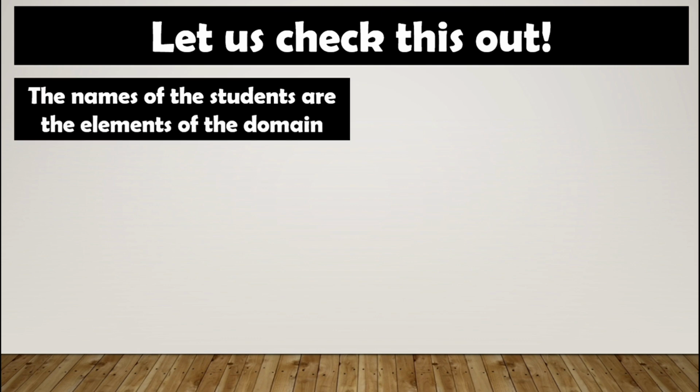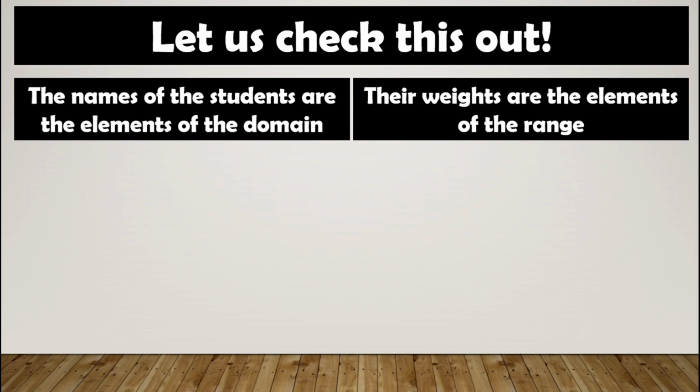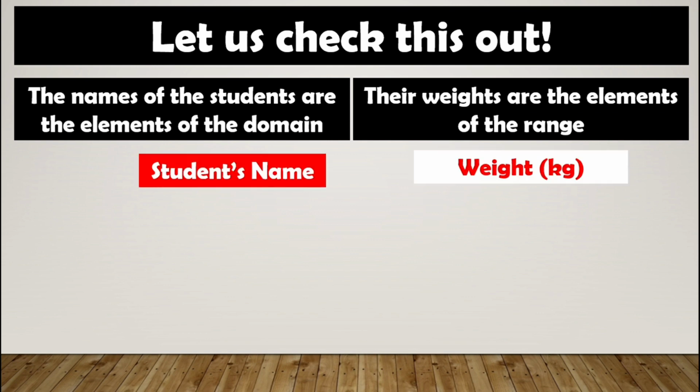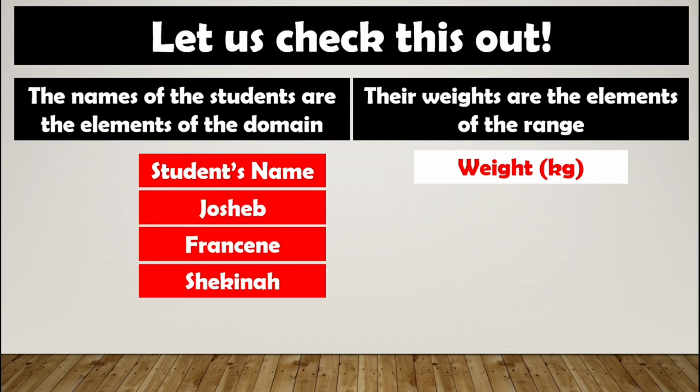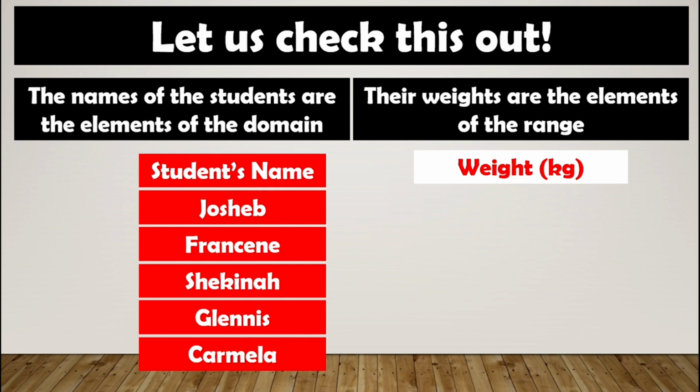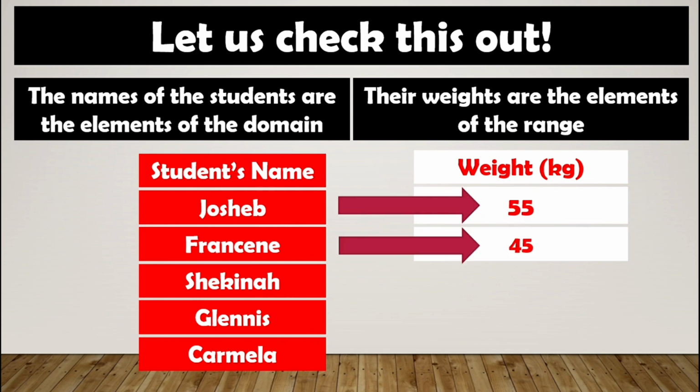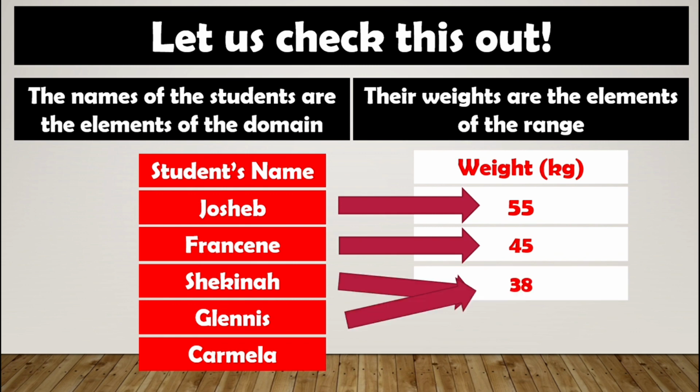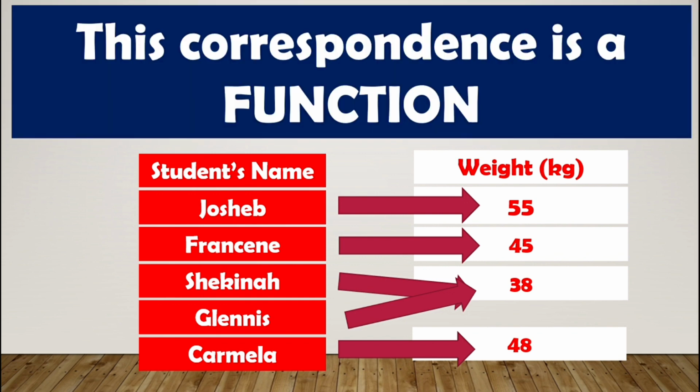Another one. The names of the students, again, being the elements of the domain, and their weights are the elements of the range. So, students' name with their corresponding weight, Josheb, Francine, Shekinah, Glines, and Carmela. Josheb's weight is 55 kilograms. Francine's weight is 45 kilograms. While Shekinah and Glines got the same weight, which is 38 kilograms. And Carmela has 48 kilograms. Again, in this example, this correspondence is a function because there is no repetition in the element of our domain.